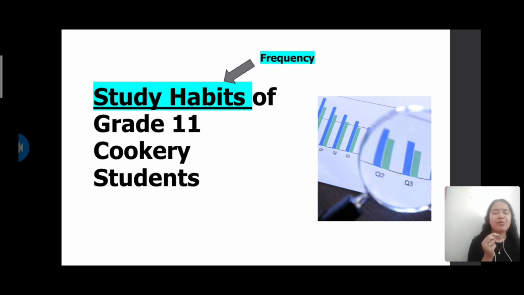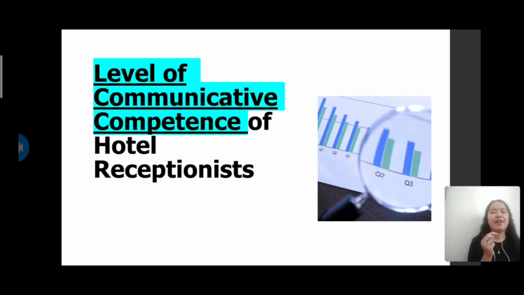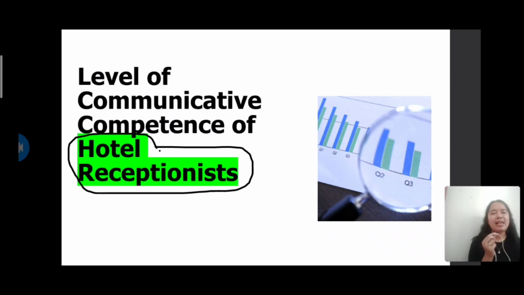On to the next research title, Level of Communicative Competence of Hotel Receptionists. The same questions I asked earlier. What is the phenomenon being described in this research title? Again, it's a no-brainer. It's found in the research title right away. The phenomenon being described in this research title is the level of communicative competence. Now, the second question: of whose population? The population being described in this research study is the hotel receptionists.